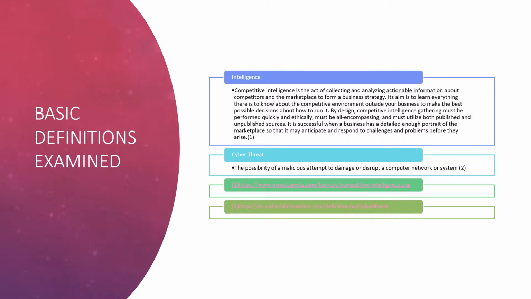Cyber threat intelligence is a process of gathering and analyzing actionable information to stay ahead of competitors and attackers. Now, when we look at the basic definitions of intelligence and cyber threat, we see that intelligence, as I've defined it already, is a process of gathering and analyzing actionable information, whereas cyber threats are the possibility of a malicious attempt to damage or disrupt a computer network or system. When we combine these two, we come up with a definition of a process of gathering and analyzing actionable information on cyber threats to stay ahead of competitors and attackers.